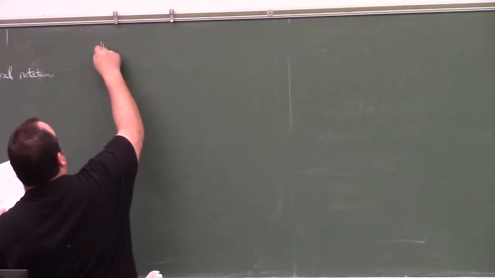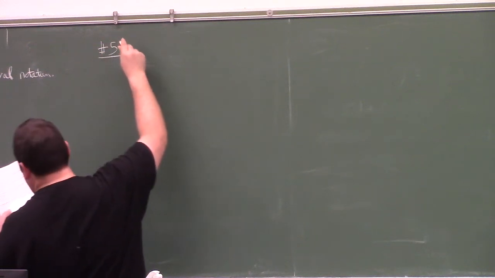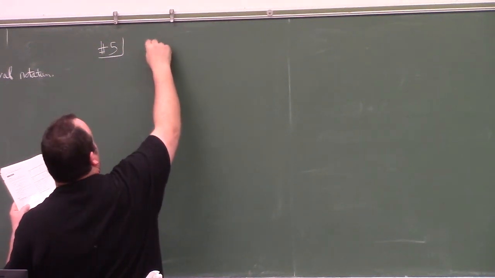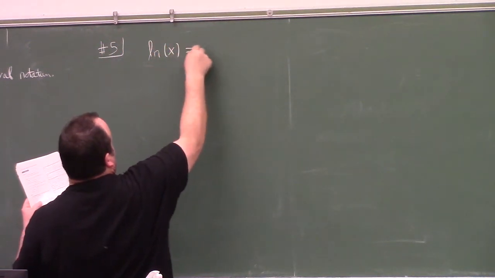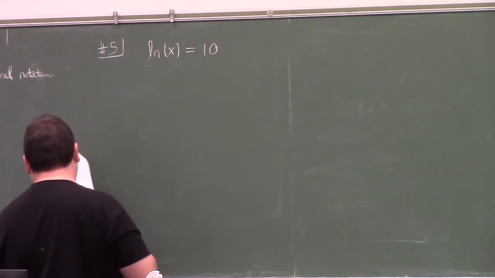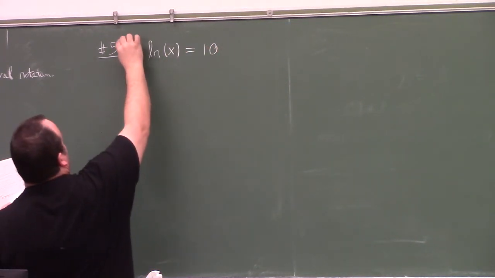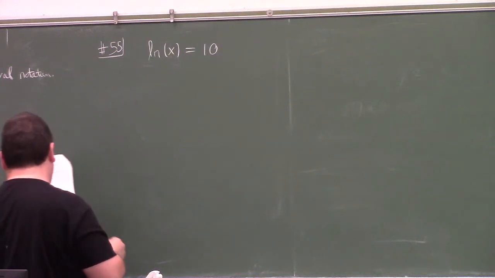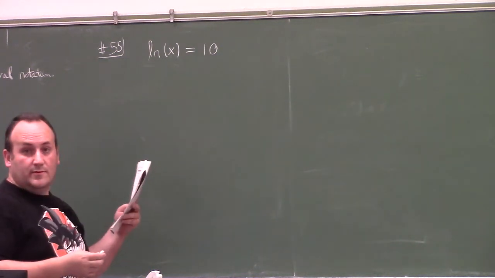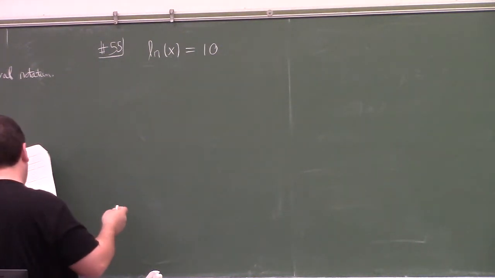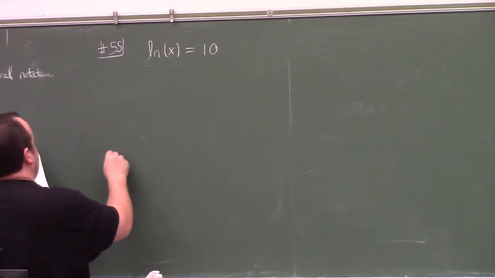What did you write on his paper? Oh, a few different things. All right, number 55. Number 55, number 62.